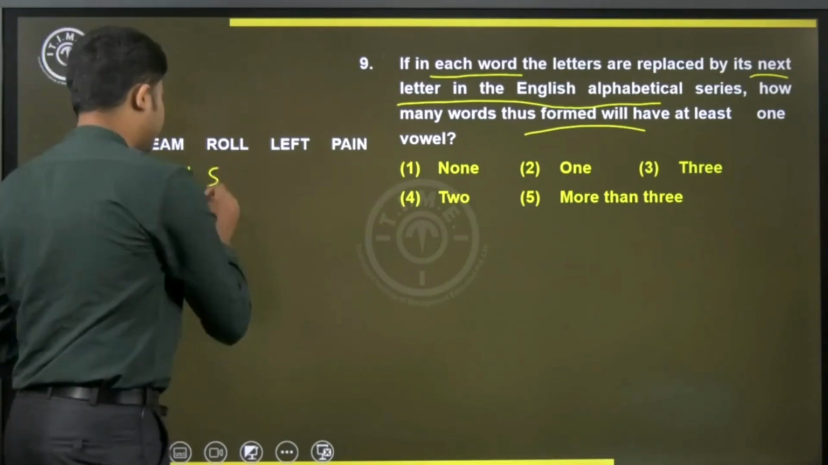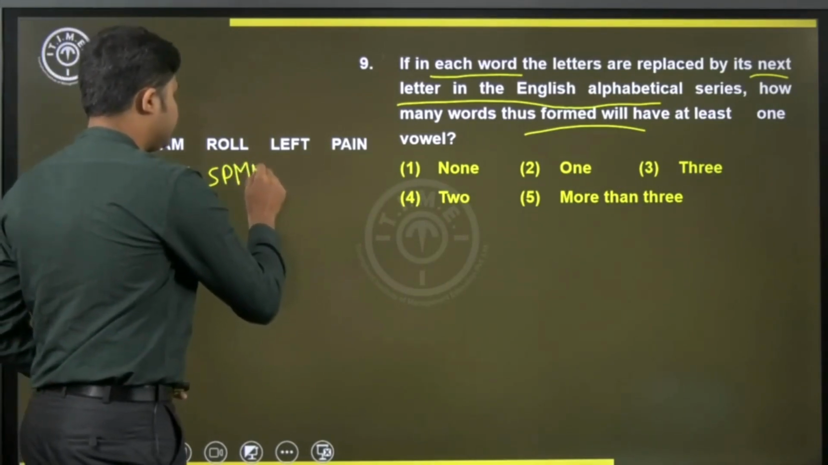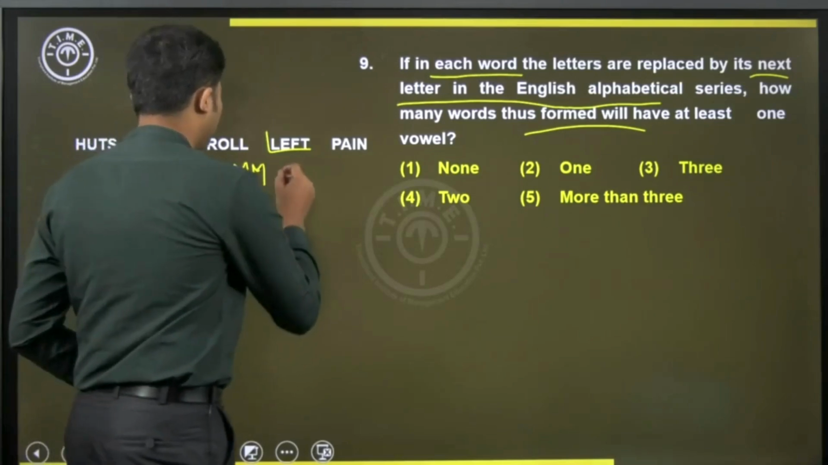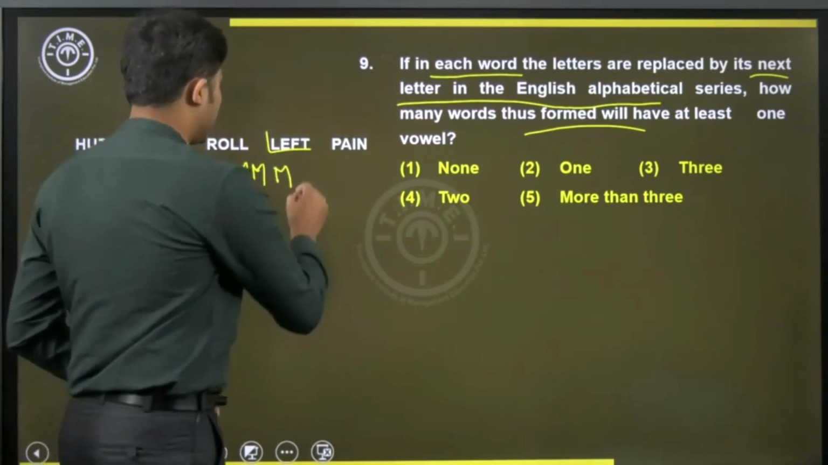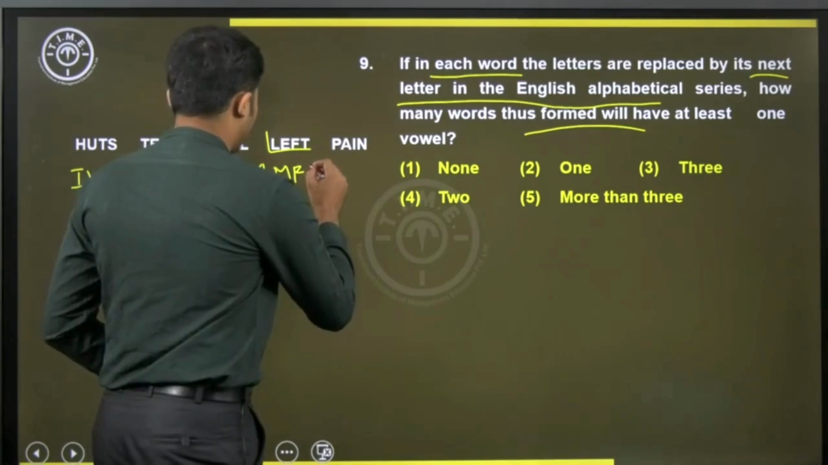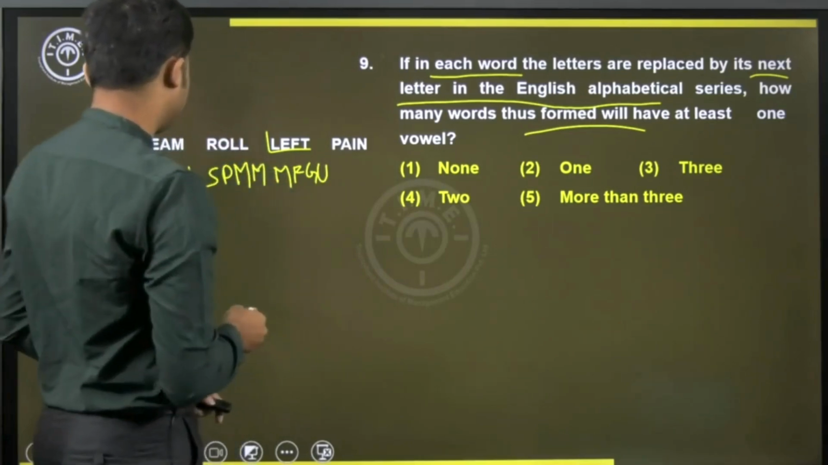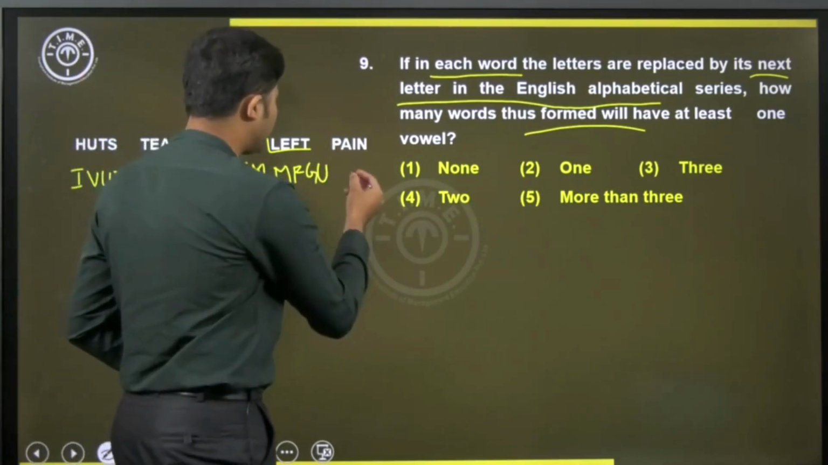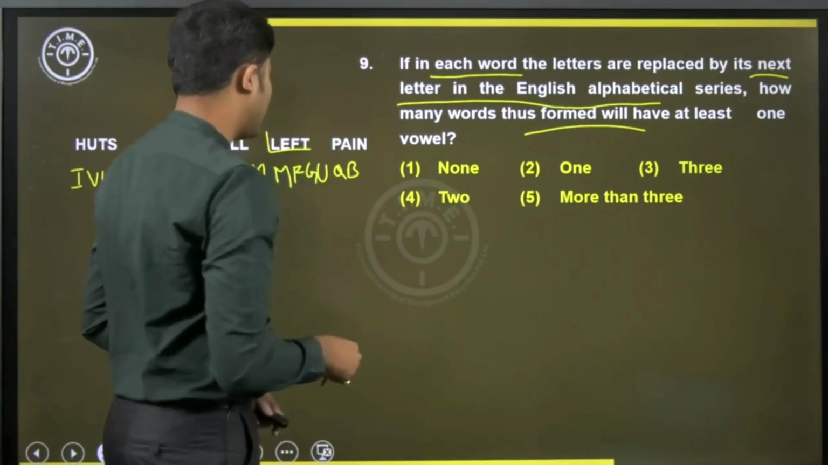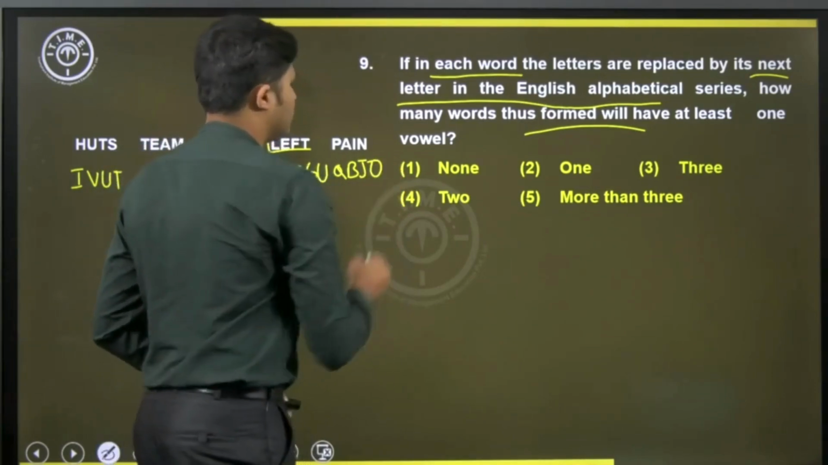and after R it's S, and after O it's P, and then M is after L, and after L in the next word, which is left, after L it is M, and after E it's F, and after F it's G, and after T it's U, and after P it's Q, and after A it's B, and after I it's J, and after N it's O.